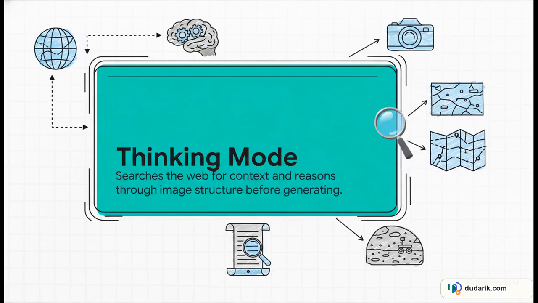Think about what this really means. Before, if you asked an AI to, say, create a map of the current transit routes in Tokyo or illustrate the latest Mars rover landing site, it could really only guess based on old, outdated training data. Now, it hits the live web, pulls the current facts, reasons about how to visually structure that specific data, and then renders it. It is literally grounding its art in reality.